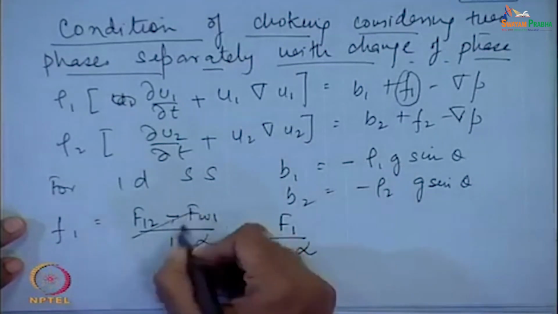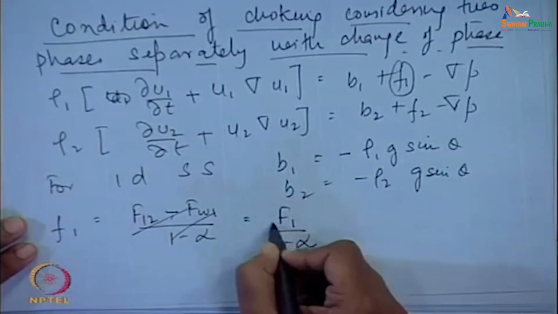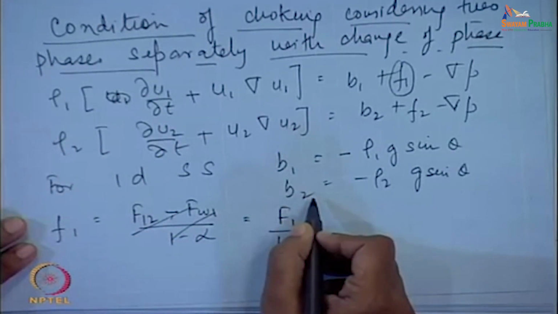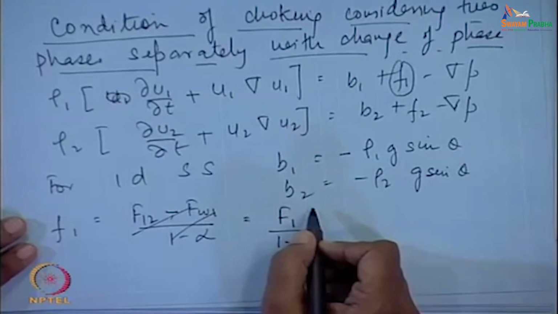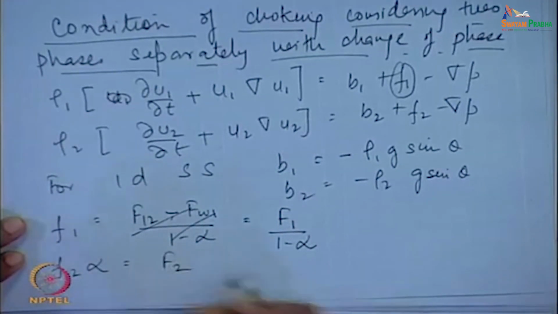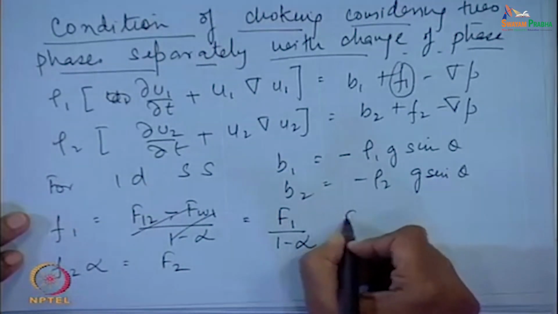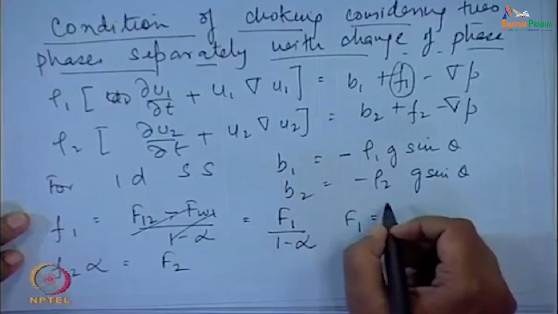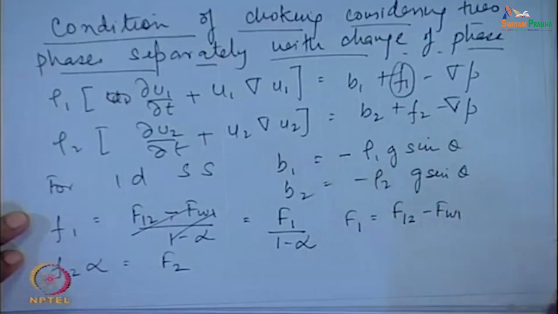So, therefore, I will just cut it down. So, F1 into 1 minus alpha is the total leftover forces in fluid 1 per unit volume of the flow field. Clear to you? Same way F2 into alpha equals to F2, right. And what is F1 equal to? F1 comprised of F12 minus Fw1.